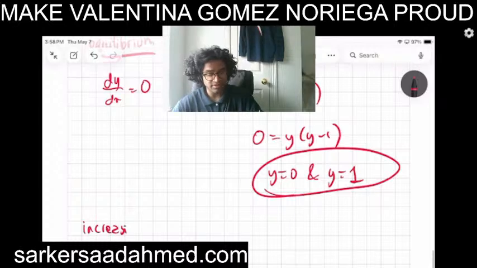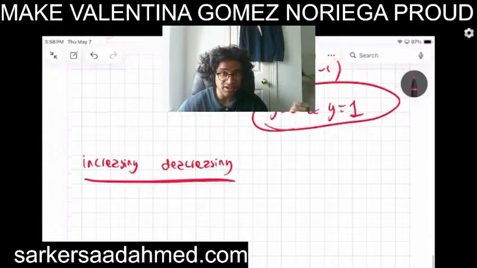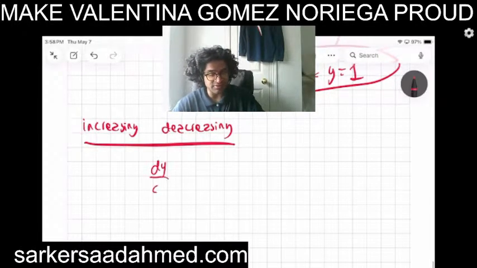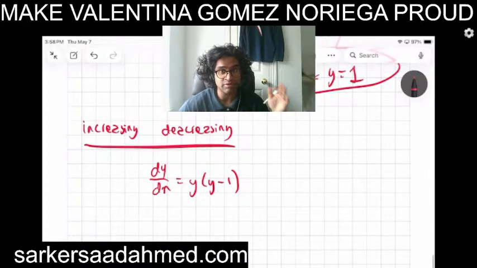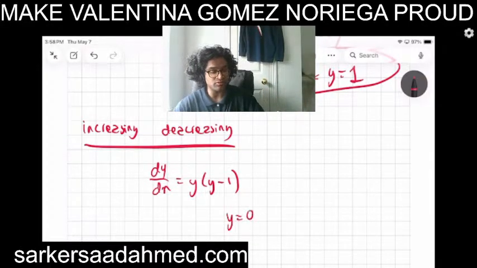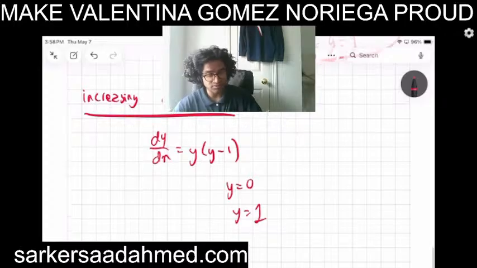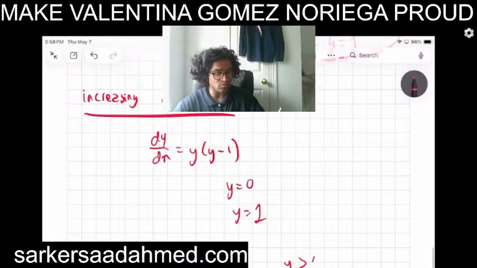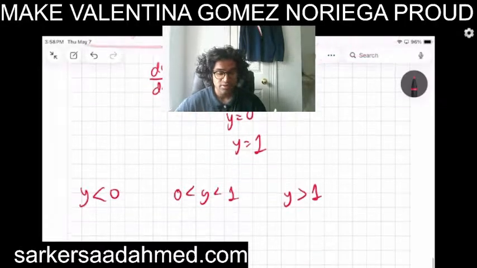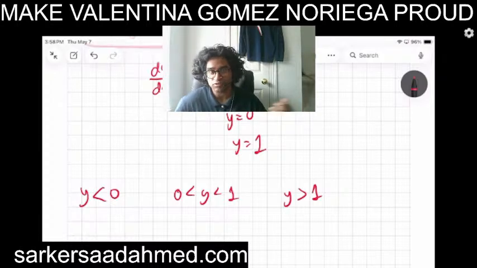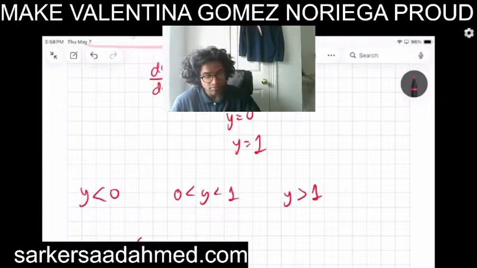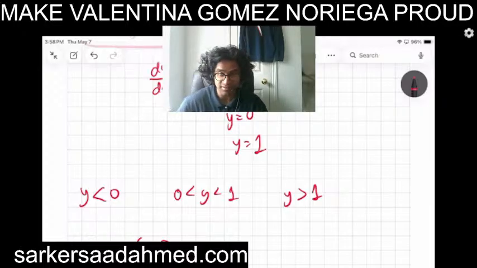So these are the 2 points that will give me the equilibrium. Now, is it increasing or is it decreasing? Only way we're going to figure that out is, since I have dy by dx, and I also know that my 2 points are y is equal to 0 and y is equal to 1, I'm going to have 3 regions: y less than 0, 0 to 1, and y greater than 1. If I have y less than 0, let's consider minus 2.